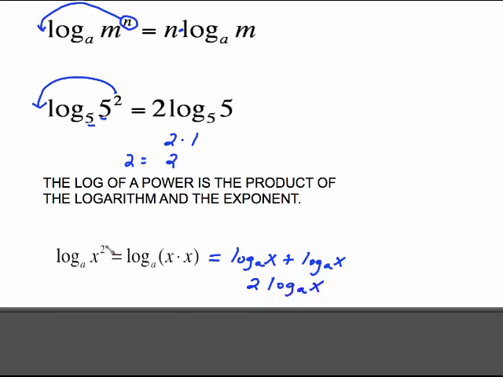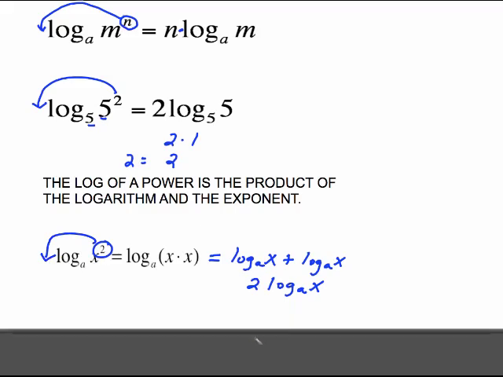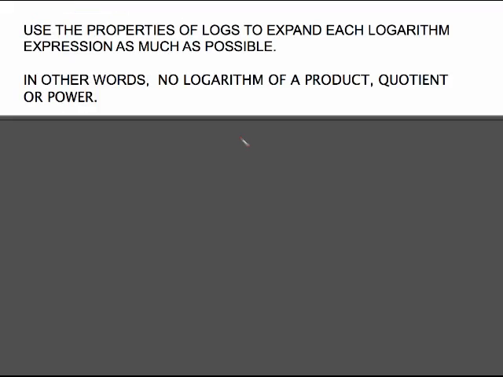which is exactly what's going to happen if I take that exponent and dislodge it and bring it down to become a coefficient. So that explains to you why that property works. Now let's do some problems.